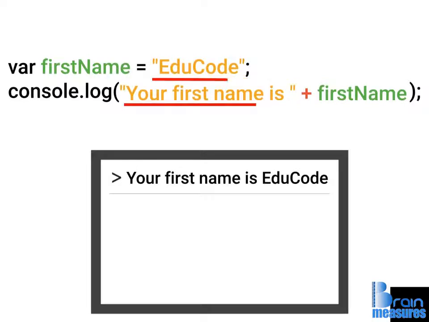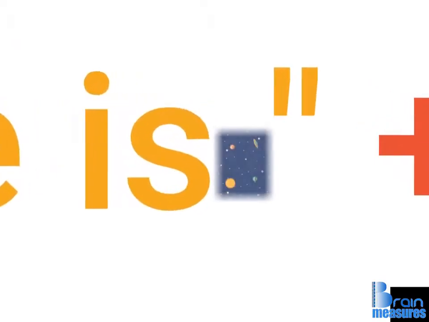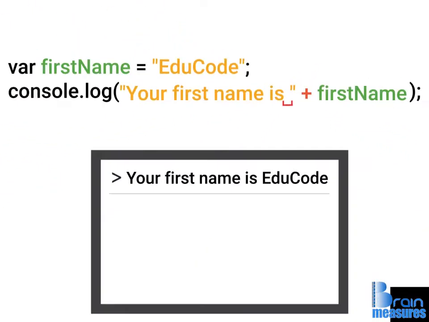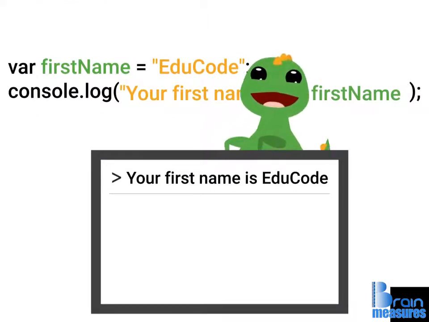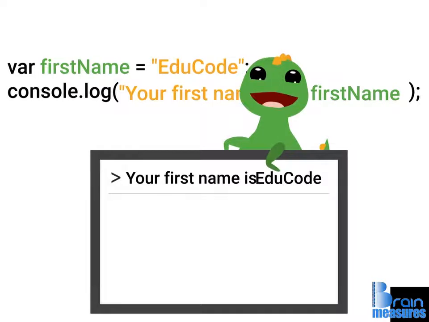Before we try this ourselves in the code editor, there's one detail to note. The reason we end the text "your first name is" with a space is because the value of our variable comes in immediately at the end of our text. So without a space, the program would merge our variable's value with the last word of our sentence.